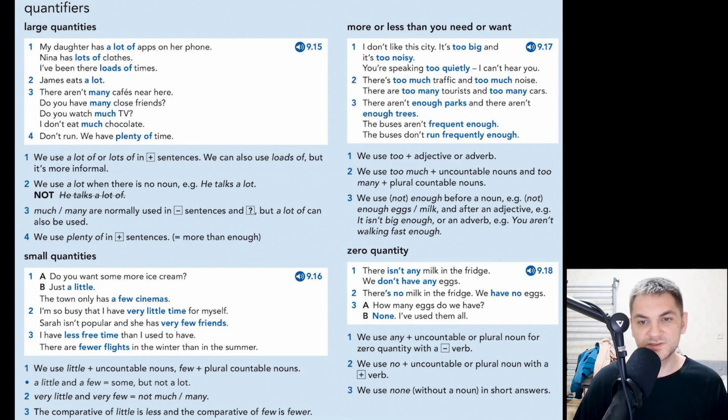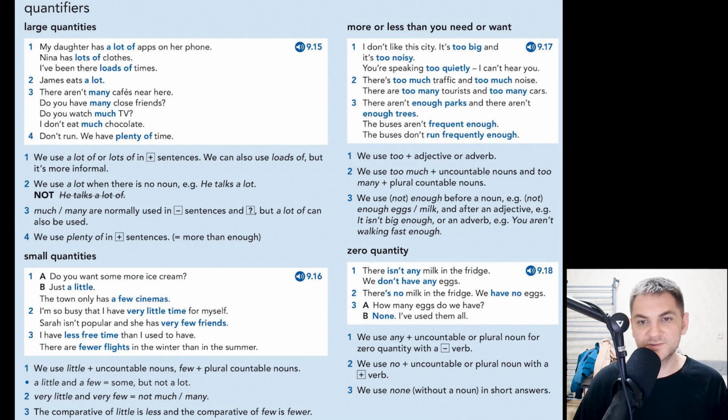And we use enough or not enough before a noun. For example, not enough eggs or enough eggs, enough milk. And after an adjective, it isn't big enough. Or an adverb, you aren't walking fast enough.